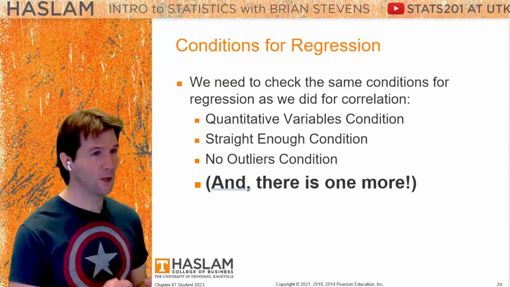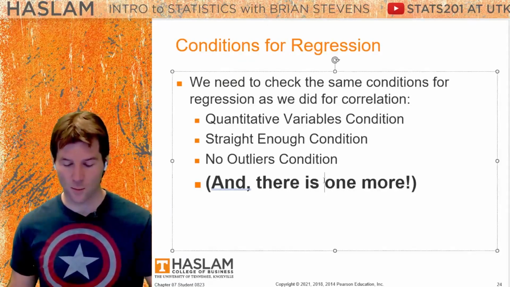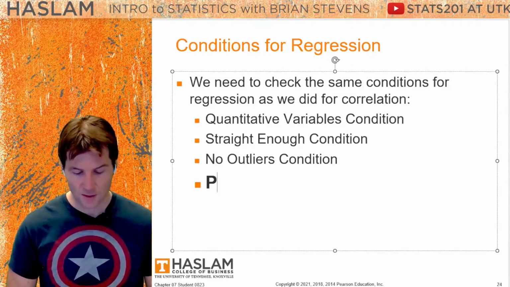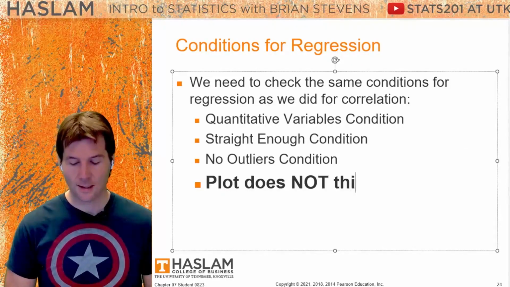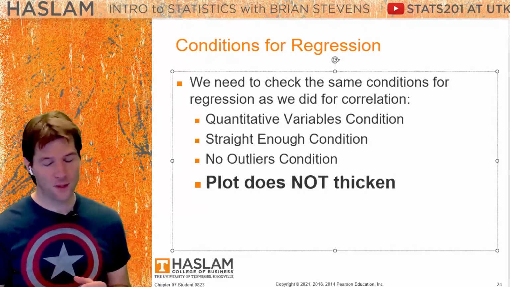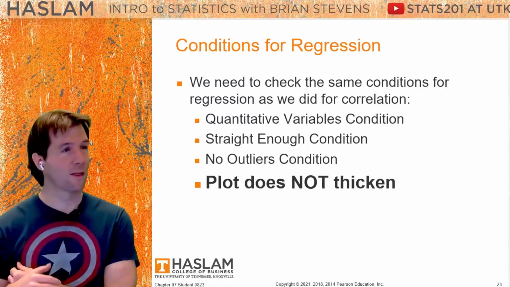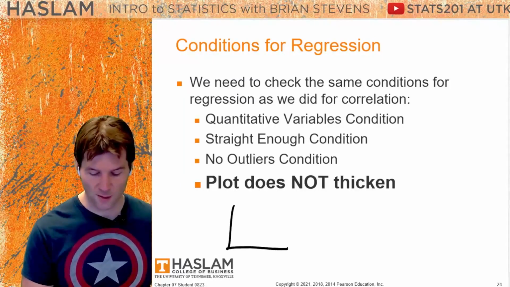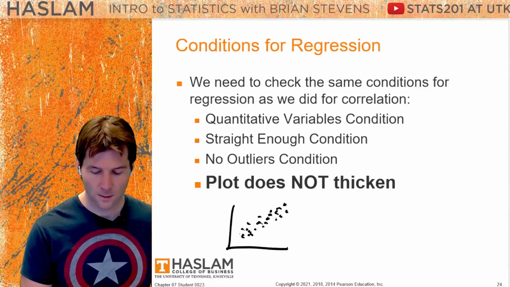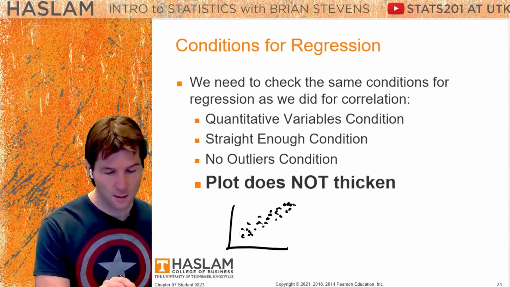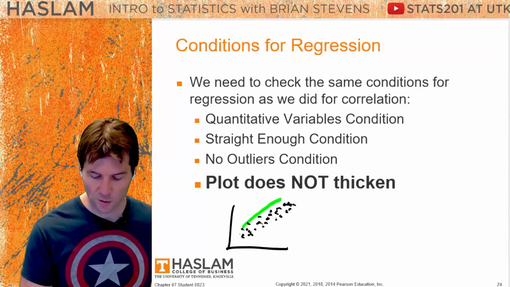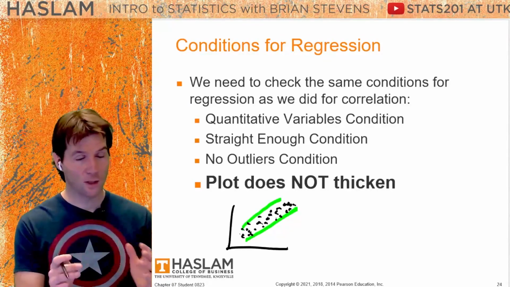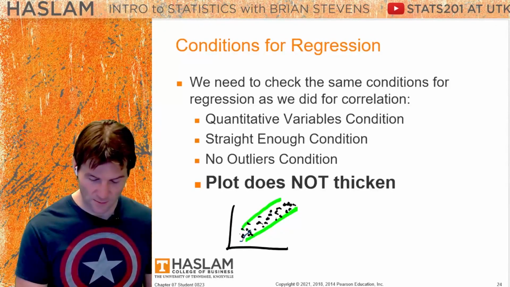There is this last condition we haven't talked about. Two, Q straight enough, no outliers, and regression has one more. The last one is plot does not thicken. Once again, this is a little bit subjective because when is it thickening too much? Well, here is a plot that is perfect. Thickening is when it expands or contracts around a line. So here's the line through the data.